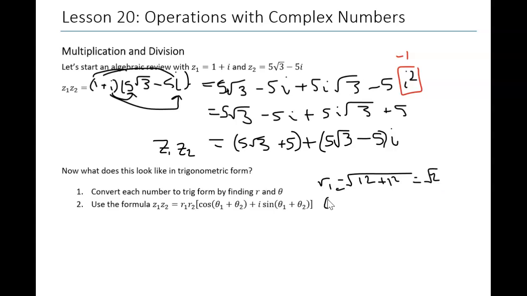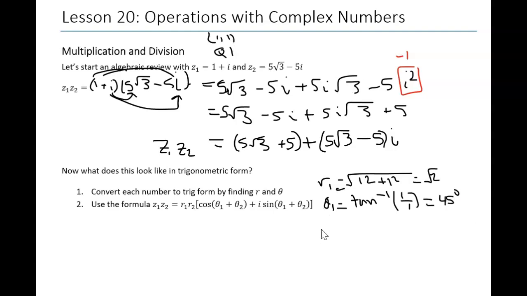Then we want to find theta 1, which we talked about in the last lesson as being the inverse tangent of b over a, and then adjusted to be in the correct quadrant. So this here is in quadrant 1, since it's the point 1, 1, which means when I do the inverse tangent and get 45 degrees, I know that it's already in the correct quadrant.